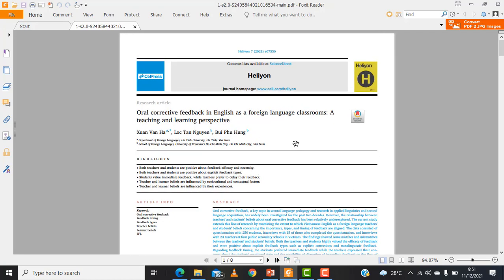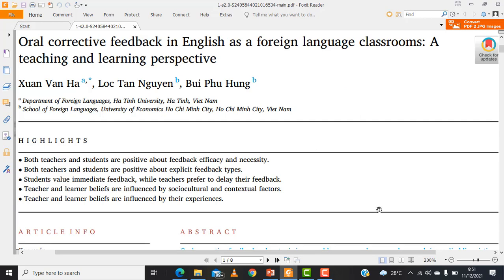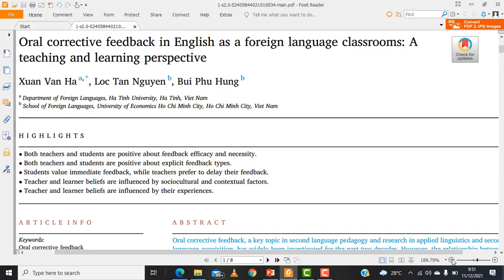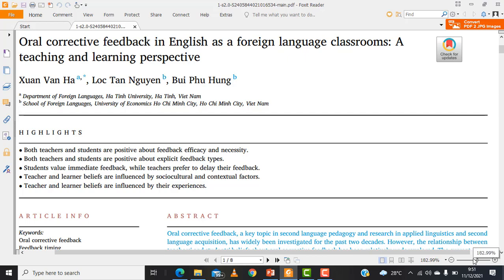Okay, so this is actually the file that you have to summarize maybe in the following meetings. The topic is about oral corrective feedback in English as a foreign language classroom, a teaching and learning perspective. The authors of this research were Quan Van Ha, Lok Tan Nguyen, and Biu Biu Hang. Yeah, it's from Vietnam, maybe. So this is the title of the study.